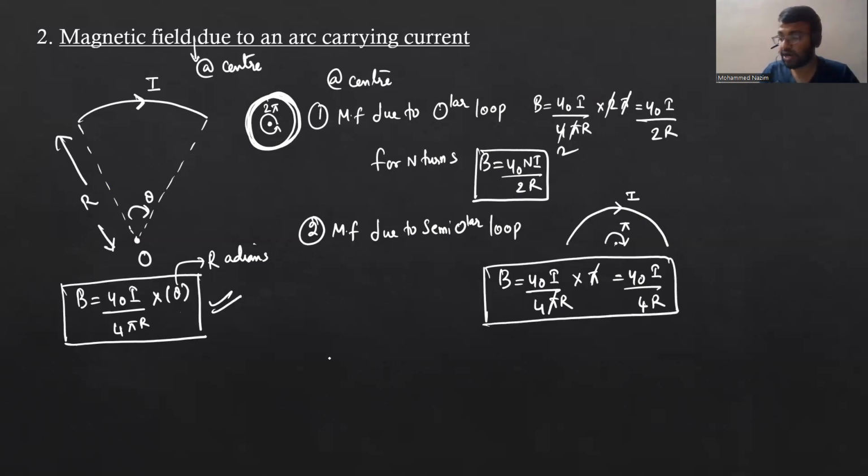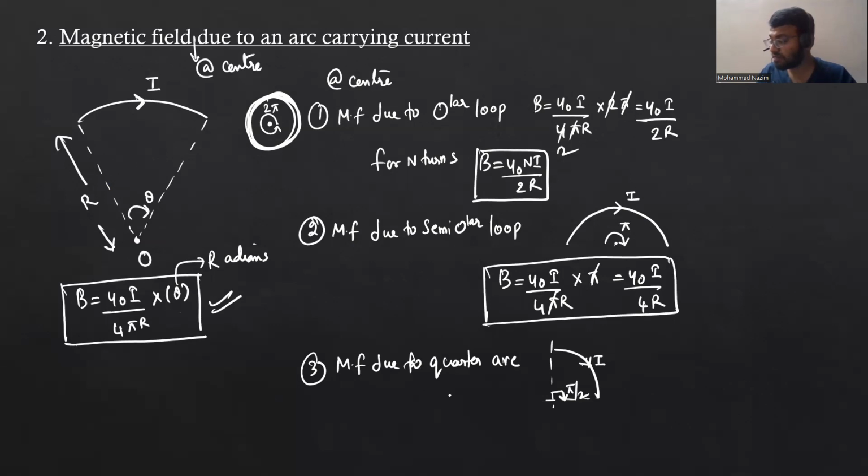I can have, let us say, a quadrant, 1/4 of the wire. So magnetic field due to a quarter section of the wire, a quarter arc or something like that, isn't it? So here, if I have a quarter circle carrying, say, current I, and the radius is R. So this quarter circle is going to subtend how much angle at the center? 90 degree, which is pi by 2. And therefore, the magnetic field formula is going to be mu naught I divided by 4 pi R into theta. Theta is going to be equal to pi by 2. Pi will cancel. You will get mu naught I by 4 times 2, which is 8R.